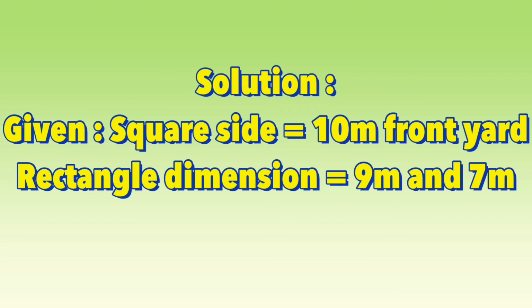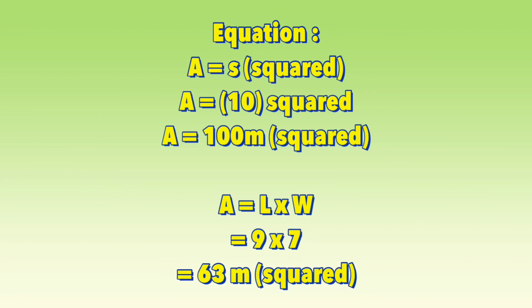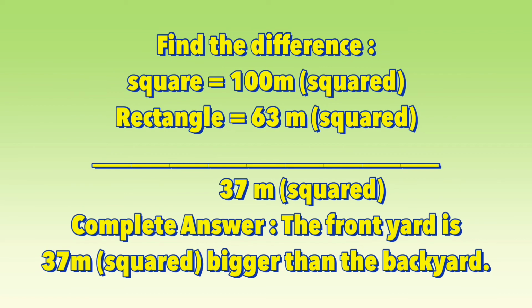So our equation: we have to write first the area of a square, and the area of the rectangle, length times width. Then we compute the area of the square. The given side is 10, so squaring it becomes 100 square meters. Then for the area of the rectangle, length times width, we have 9 times 7 equals 63 square meters.